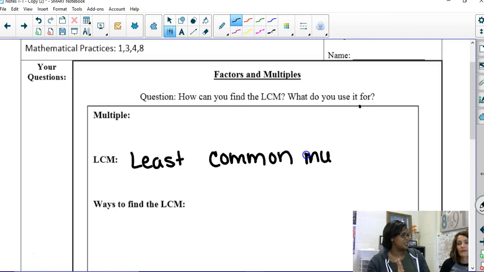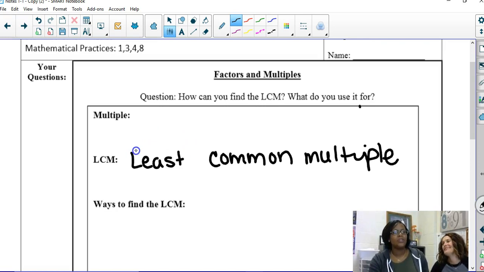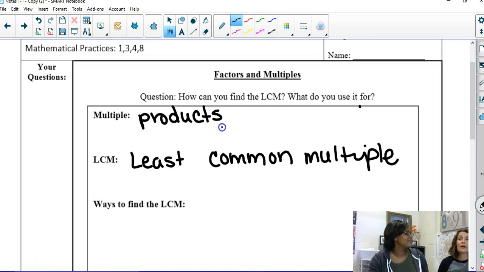So we're switching gears, okay? And a multiple, how do you think of a multiple? Well, the multiples are our products. I like that. So the products to a multiplication problem. They're the products, okay? They're the numbers that you get when you're multiplying.